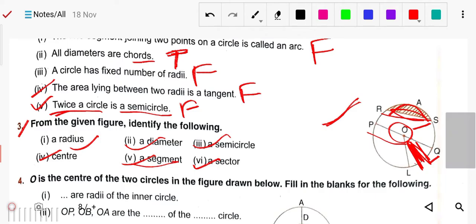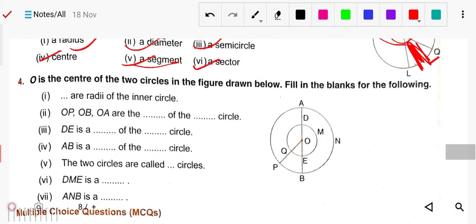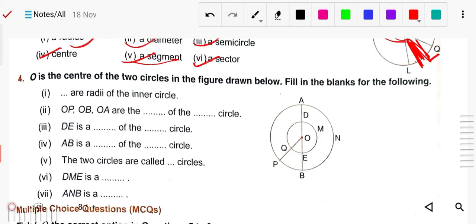Now next, question number 4. O is the center of two circles in the given figure below. Fill in the blanks for the following. Like question number 1, dash radii of the inner circle. So you have to find the inner circle: OE, OQ and OD. So that's the inner one.